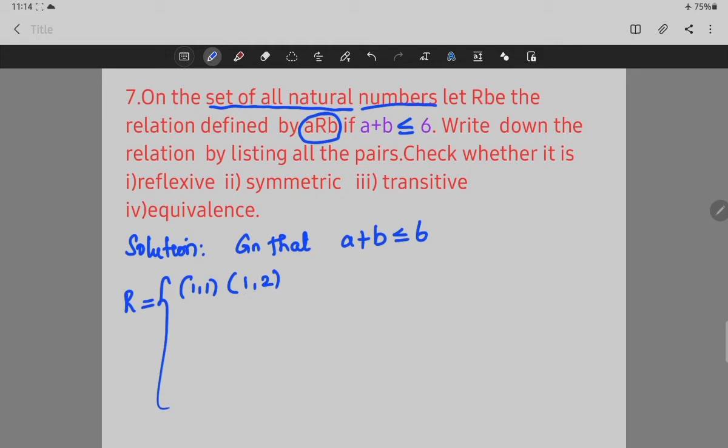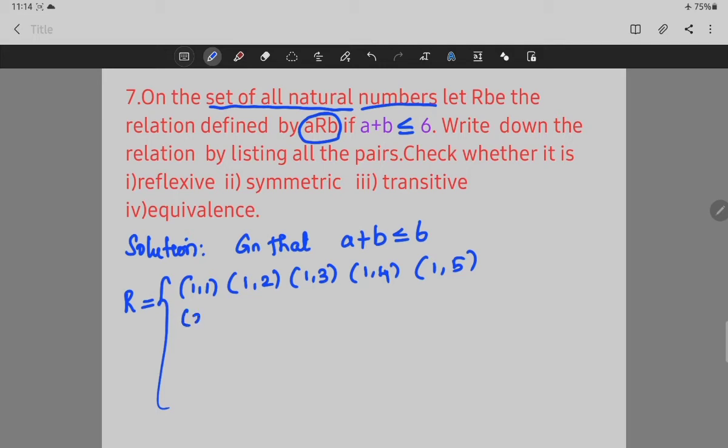So if you add 1 and 2, it is 3. 3 is less than 6. So you'll have 1 comma 3, 1 comma 4 and 1 comma 5. Isn't it? Okay. You should not take 1 comma 6. So if 1 and 6 is added, you will get 7. 7 is greater than 6.